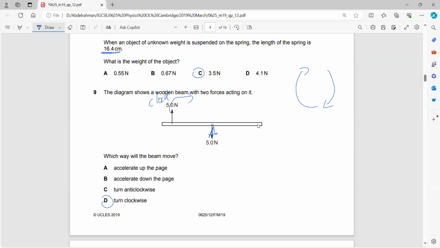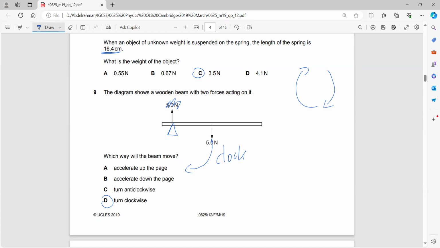What about this force? Again, it's applying a clockwise moment. Okay, what if I took the pivot to be at this point? So this force would be cancelled. Why? Because it's exactly on the pivot, so it wouldn't exert any moment. What about the other force? Now it's exerting a clockwise moment as well.